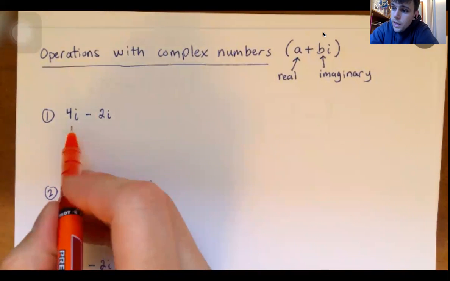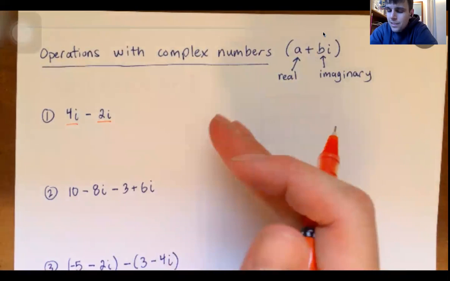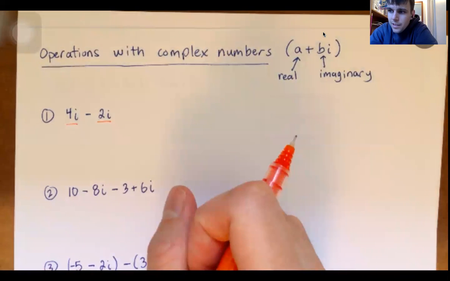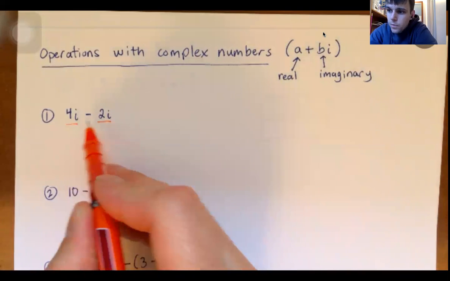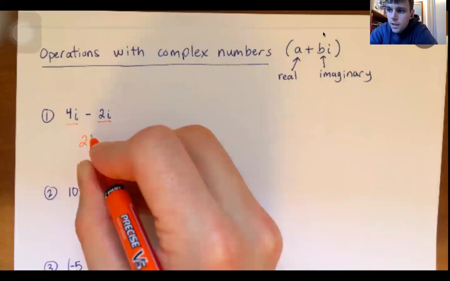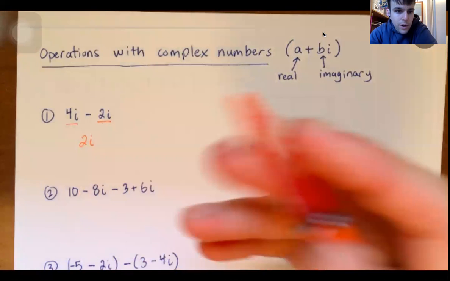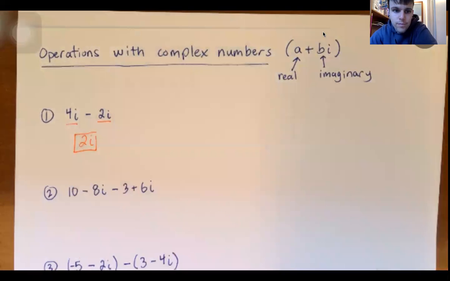So we have 4i minus 2i, and it's going to work pretty much exactly the way you think. I'm just going to subtract 4 minus 2, which is 2i. If I have 4 i's, take away 2 i's, I'm going to be left with 2i. And that's our answer. It's that simple.